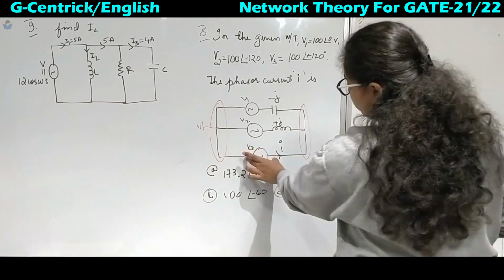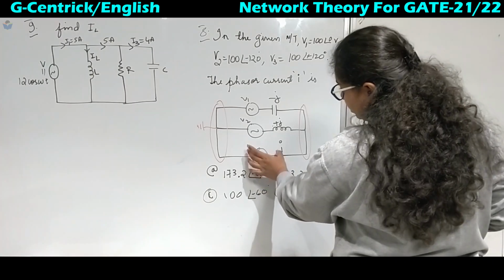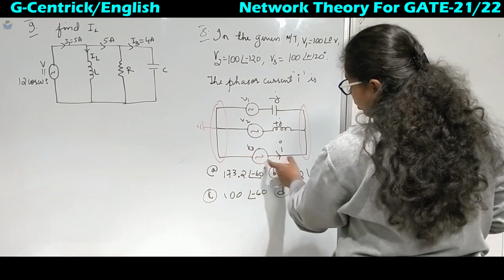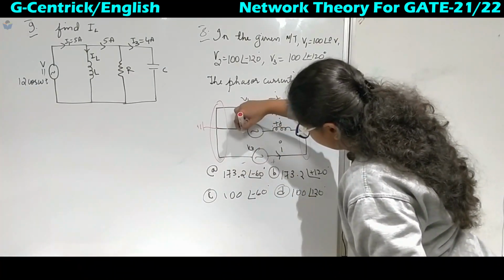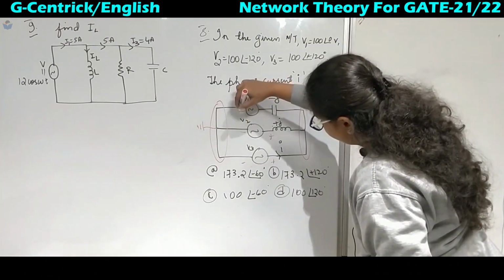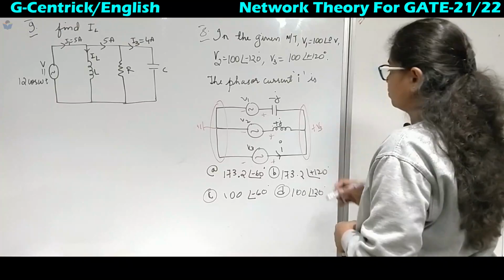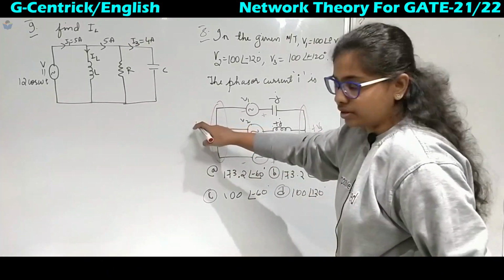Now you have one source here, but this is an ideal source, and it is not the super node concept. Whatever voltage is here, this will become minus and this will become plus, since it is grounded. So this plus V3 is the node voltage of this whole node. This is the reference node.